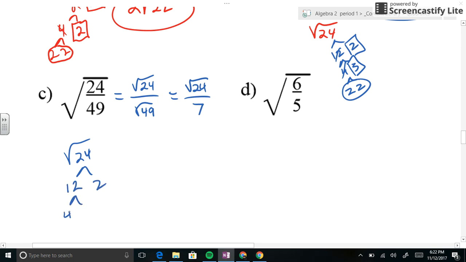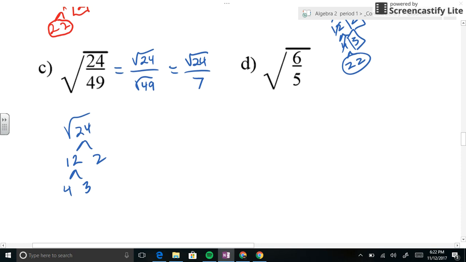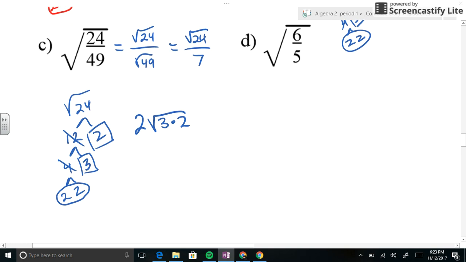We got 12 and 2, 4 and 3, 2 and 2. I cancel out any factors that went further. I circle my pairs, box up my leftovers. I pull my pairs out. 2 times 2 is 4. If I take the square root of 4, I get 2. I put my leftovers back in the fridge behind the radical sign. So I put my leftover 3 and 2 back inside the radical sign, and I multiply everything if I get multiple pairs or multiple leftovers. And then 2 times 3 is 6.